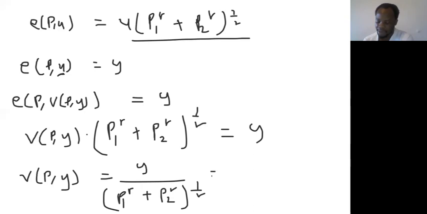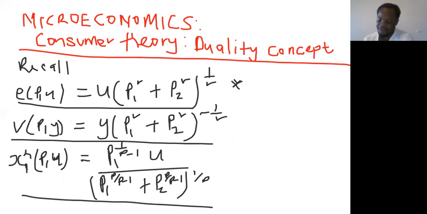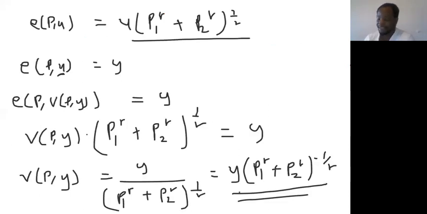That gives me y into brackets (p1^r + p2^r) to the power of minus 1 over r. So this now becomes our indirect utility function, and we are getting it from our expenditure function. Let's compare this with the one that we quoted to see if it is the same thing. When you compare, you see they are the same. The indirect utility function that we had here is the same as when we derived it from the expenditure function.